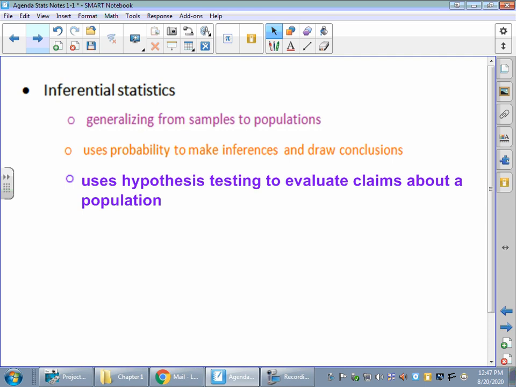And later on this year, we're going to use hypothesis testing to evaluate claims. We're going to say, well, this is the claim they've made based on this sample. Is that a valid claim? Can we claim that Fitbit wearers walk more than other people? So really, when we say evaluate, we're looking at how confident we are about the statement that we made.